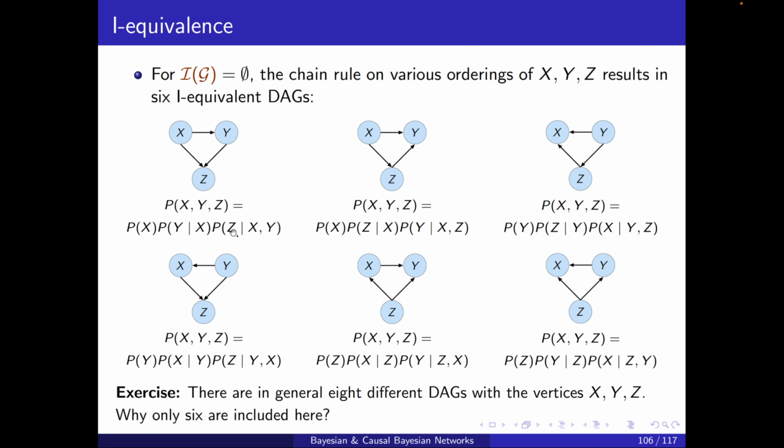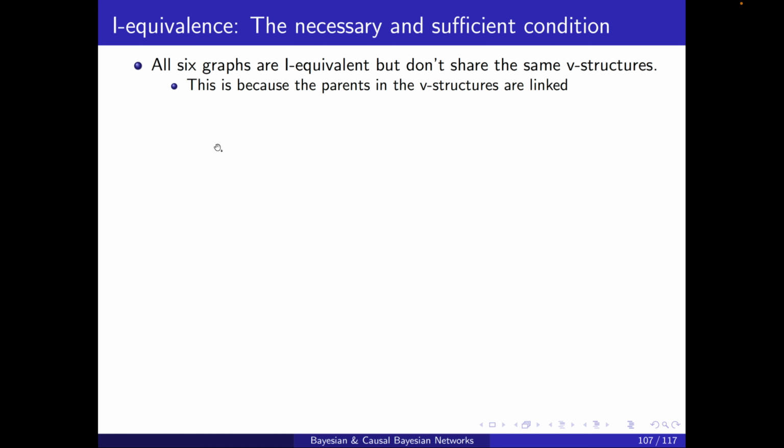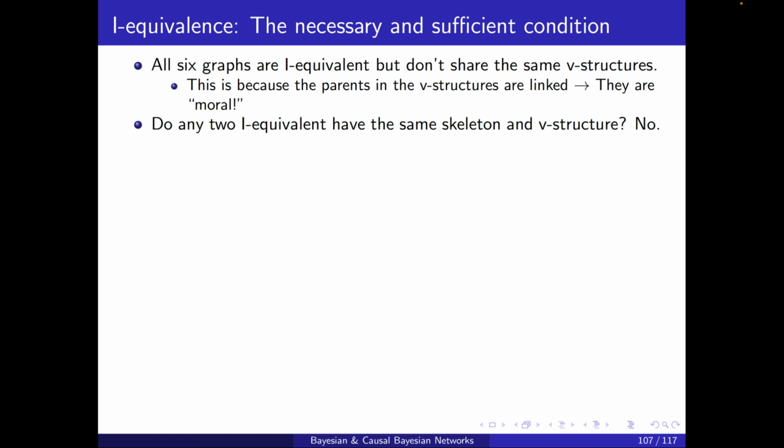So I will have the terms P of Z conditioned on X and Y, but the point is that here I don't have P of X times P of Y, I have P of X times P of Y conditioned on X. And this allows me to write the multiplication as P of X and Y, and then multiply by this, I will get back to the original joint distribution. So this link is really helping out here. And that is what we call that they are moral. There is a link between them.